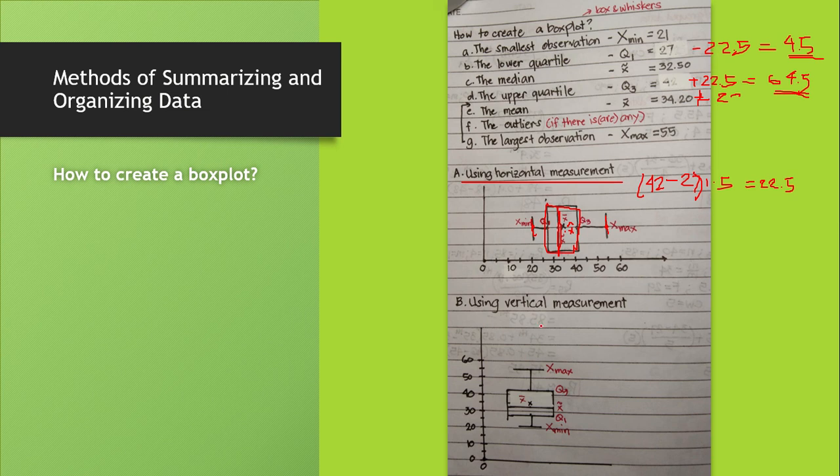In the same way, if you draw a vertical orientation, the measurements are on the vertical axis. Then you have the minimum and the maximum values, the Q1 and Q3. This is your mean, and this is your median. If you want to include the mode, just put a dot for the mode. So that's how we create a box plot.